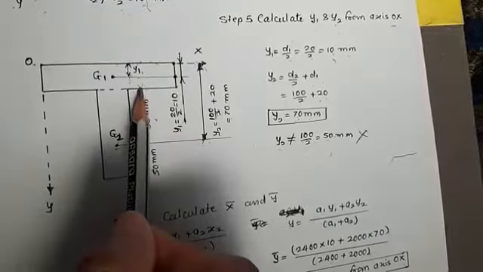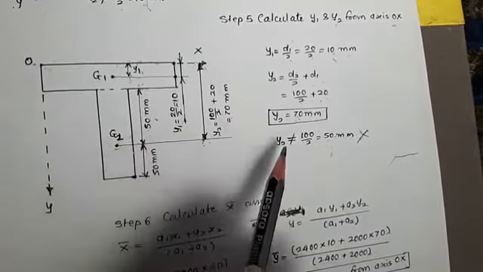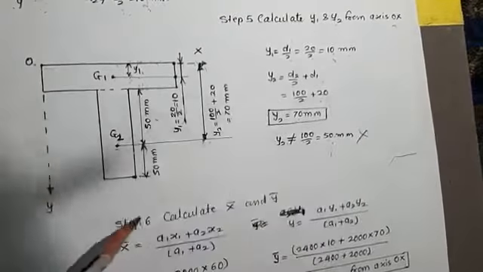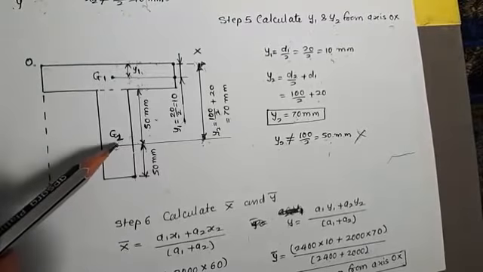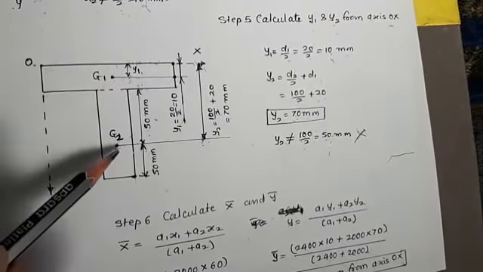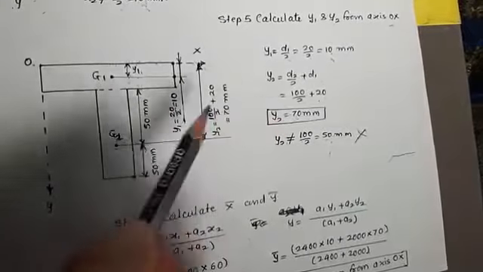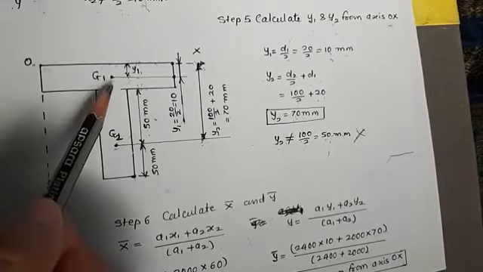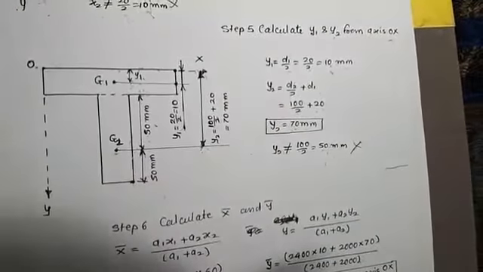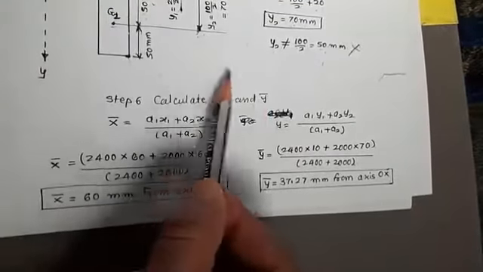And this distance, D2 by 2, 50 mm, this distance is not y2. Let us be very clear. From point G2 up to OX is y2. So it is this 50 from here to here plus this 20, that is 70 mm. After getting x1, x2, y1, y2, the next step is to calculate x bar and y bar.